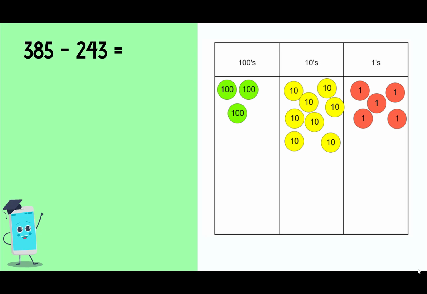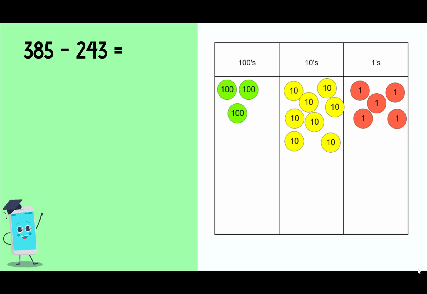Okay, so for question 1, 385 take away 243, I have represented the number that I'm starting with in my place value chart. I have 3 hundreds, I have 8 tens, and I have 5 ones. And to subtract, I'm simply going to take away from each of the columns.